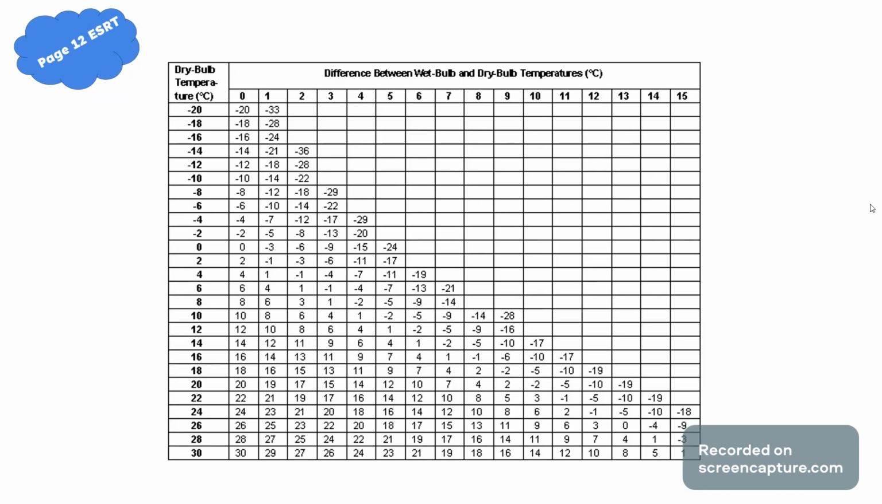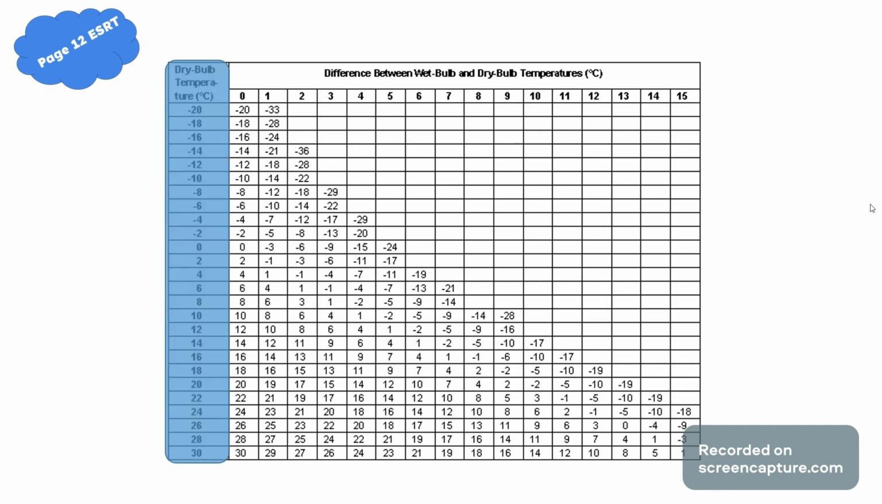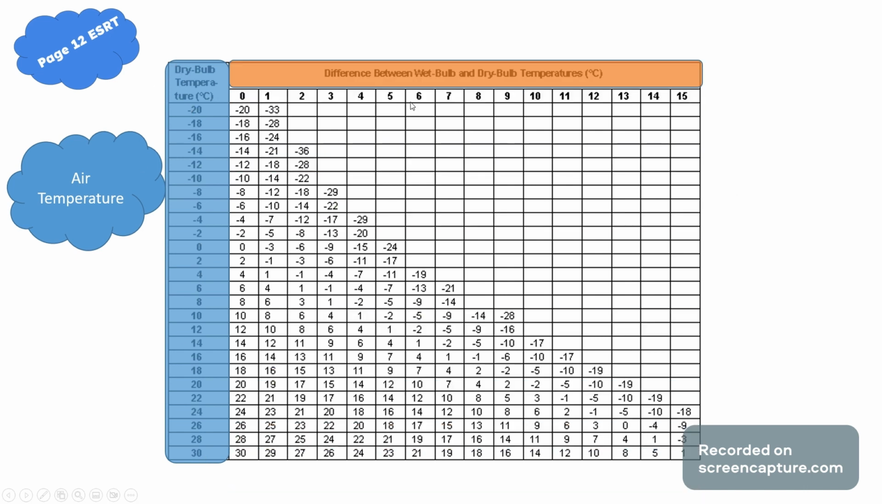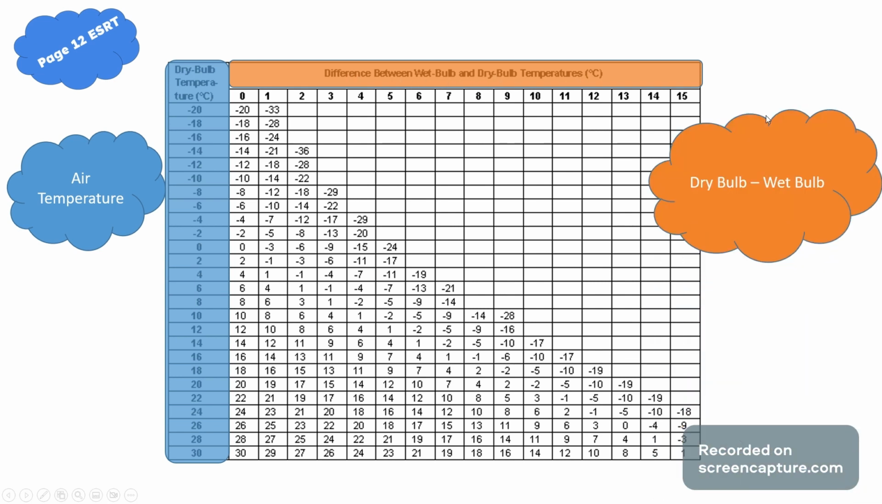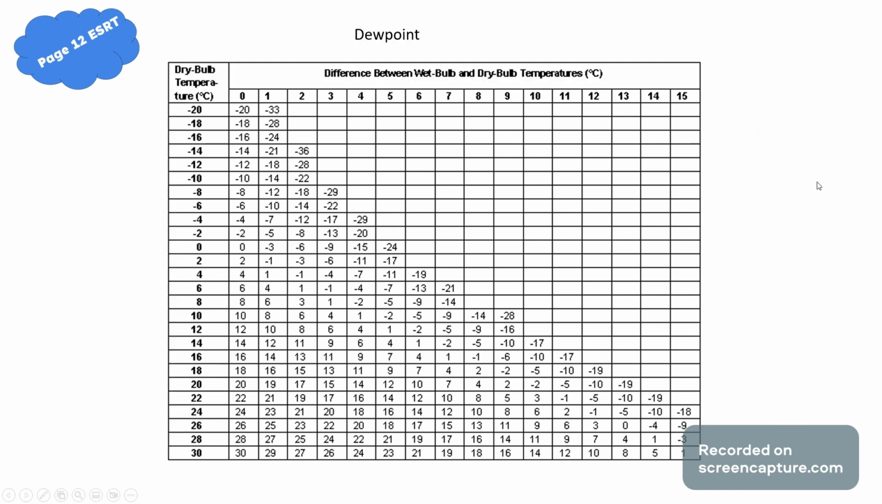The second page I want to talk about is page 12, and specifically our dew point chart. On the left-hand side, we have our dry bulb, which is our air temperature. So from top to bottom here, we go from -20 all the way down to 30 air temperature. It's always in Celsius. On the very top, we have our difference between wet bulb and dry bulb temperatures. So to obtain this information, our dry bulb minus our wet bulb equals our difference. Our wet bulb is measuring the amount of water vapor in the air.